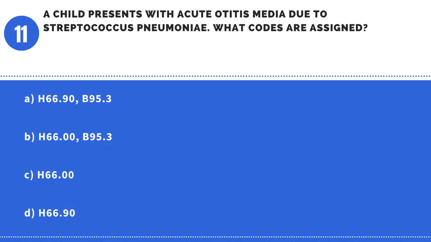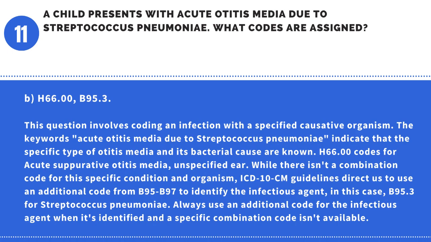Question 11. A child presents with acute otitis media due to Streptococcus pneumoniae. What codes are assigned? A. H66.90, B95.3. B. H66.00, B95.3. C. H66.00. D. H66.90. Answer B. H66.00, B95.3.